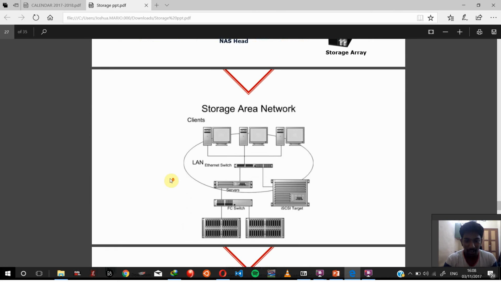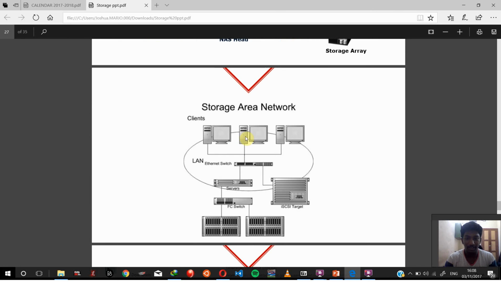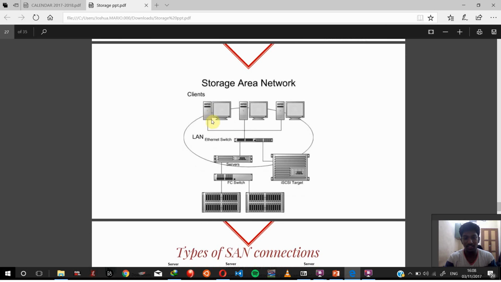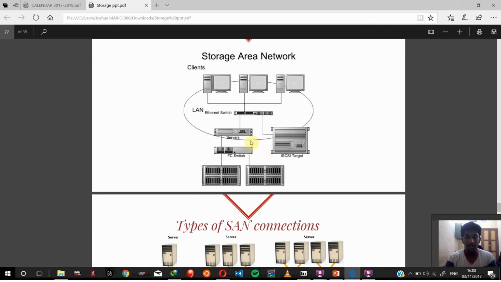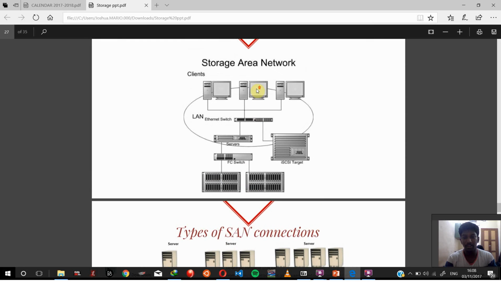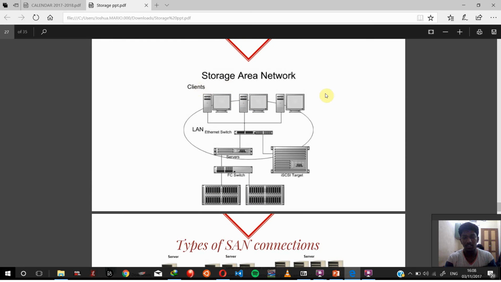Similarly, we have a storage area network. In the storage area network, a lot of clients are connected through a switch to the server. We have the iSCSI targets and the FC switches, finally leading to the server. The main concept of the storage area network is to provide the client connection with the server.